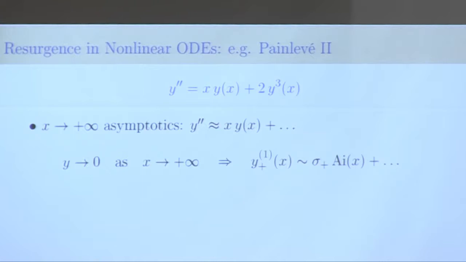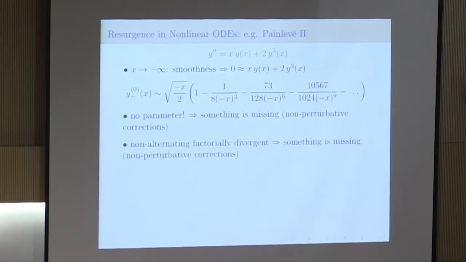Okay, so I didn't say, but I'm actually looking for a real solution here. So that's another thing. We're missing something because these are non-alternating and factorially divergent. So there are two reasons to be suspicious of this. So what can we do about that? So first of all, let me write this one here. This is plus 1 over 8x cubed minus da, da, da.